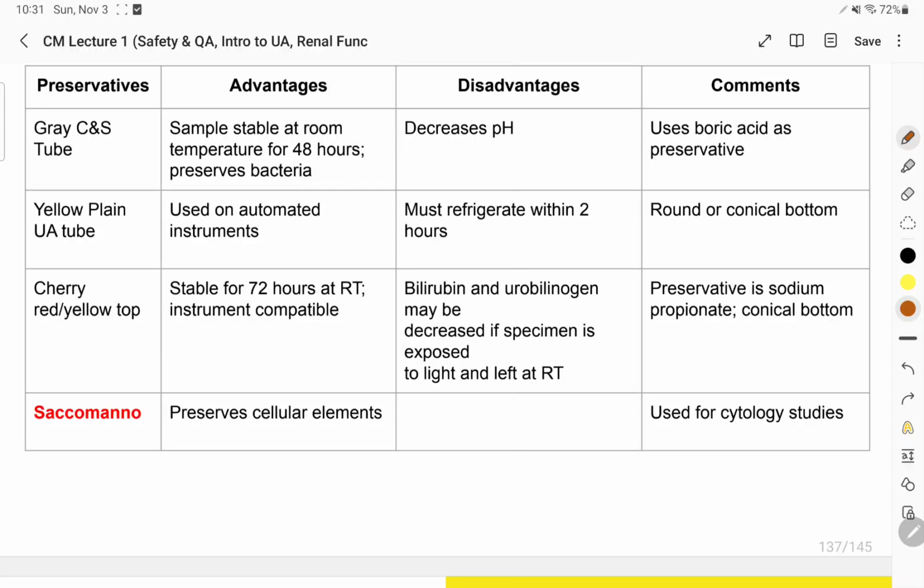Okay, so your gray C&S tube is stable at room temperature for 48 hours, and it preserves your bacteria. The yellow plain tube is used in automated instruments. And the cherry red yellow top is stable for 72 hours at room temperature, and it is also instrument compatible. Sakumano preserves cellular elements and is used for cytology studies.